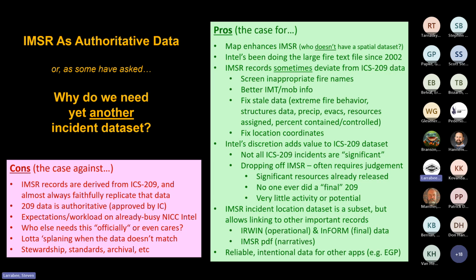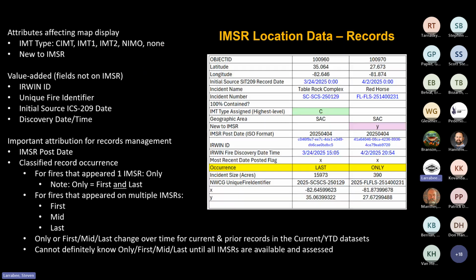And then finally, with that IMSR data set, we can link to some other things. We can go back upstream into Irwin and get operational data. We can follow it downstream into Inform and get final fire report data. We can go right to the IMSR itself in the case of historic incidents and see what the narratives have to say. And probably the most important thing is it provides a source for other applications like EGP, or firms that want to display just the IMSR fires.